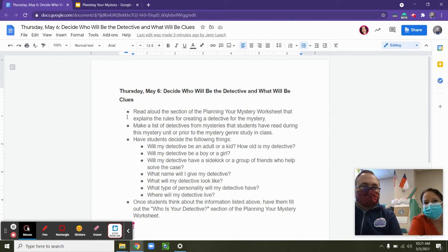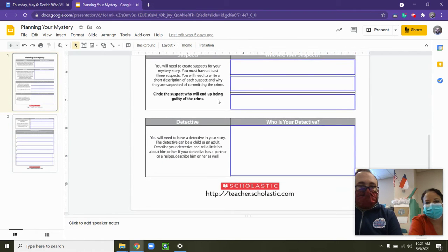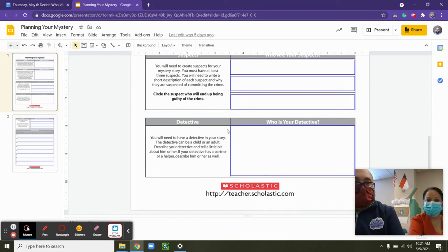So let's go ahead and look at our planning map today. On our first bullet point, it states that we're going to read aloud to you the section of the Planning Your Mystery worksheet that explains the rules for creating a detective for the mystery. So who is your detective? You will need to have a detective in your story. The detective can be a child or an adult. Describe your detective and tell a little bit about him or her. If your detective has a partner or a helper, describe him or her as well.